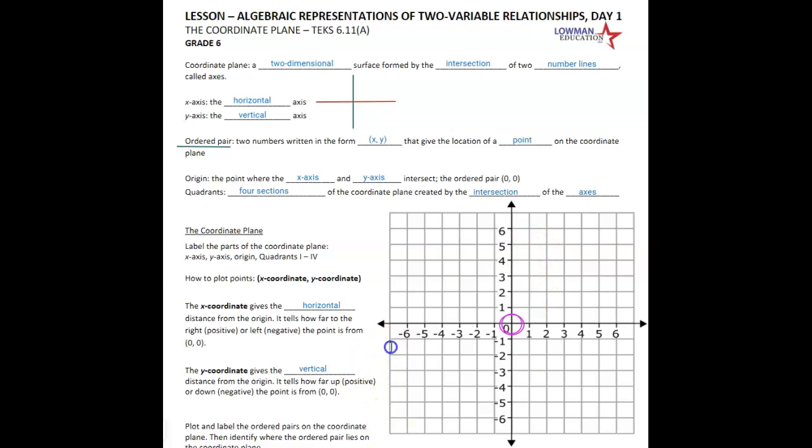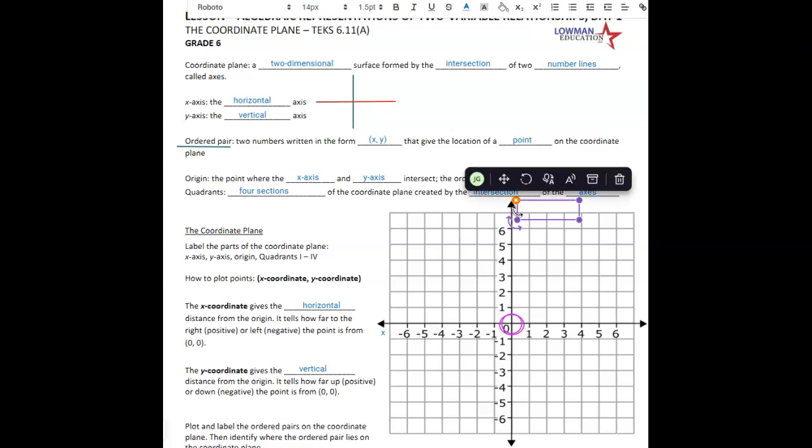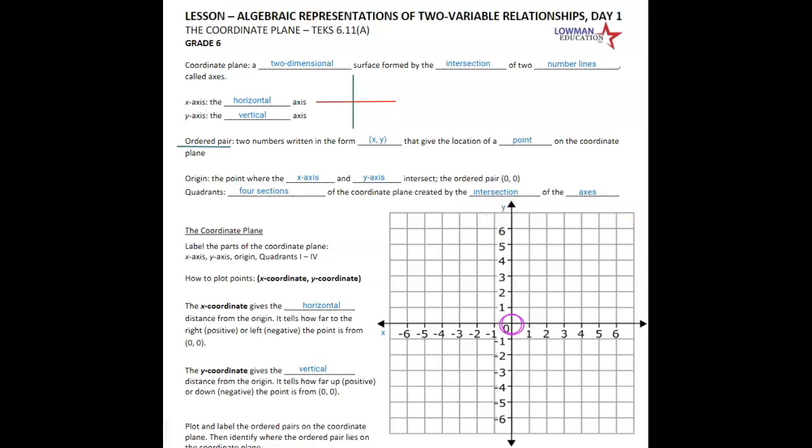So let's give your axes some names. So this is the x-axis. I'll put a little x there. It runs left and right, or horizontal. And then your vertical axis that runs up and down is called the y-axis.